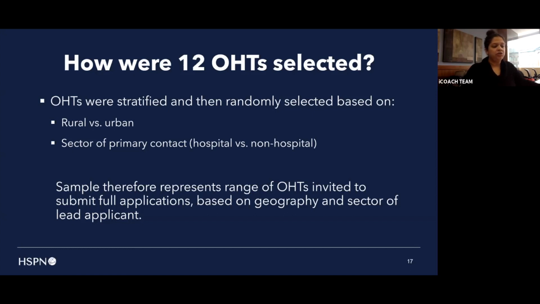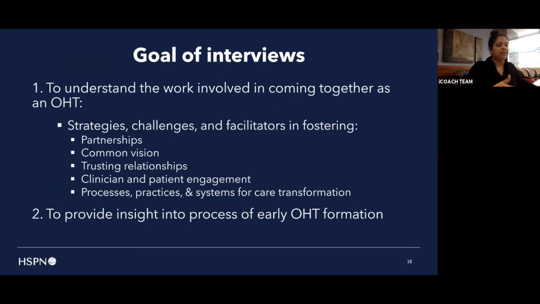Okay. So we are well aware that this does not necessarily coincide with the lead organization, and perhaps some OHTs may not even have the concept of a lead organization. But it was simply one way of starting us with the process of classifying sites to try and include a representative sample of sectors involved. Okay, so essentially the sample includes a range based on geography and sector of primary contact.